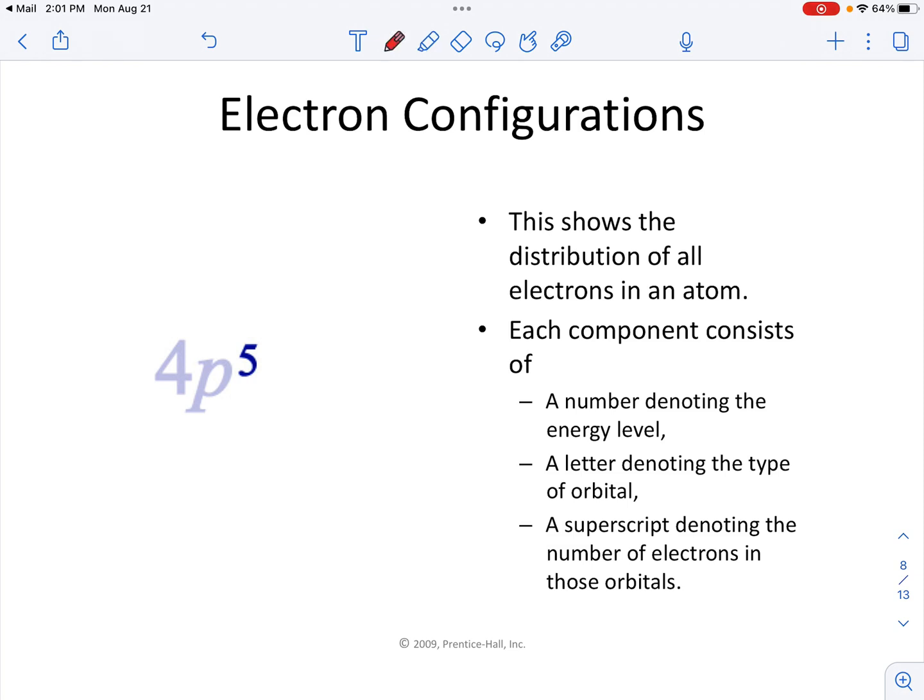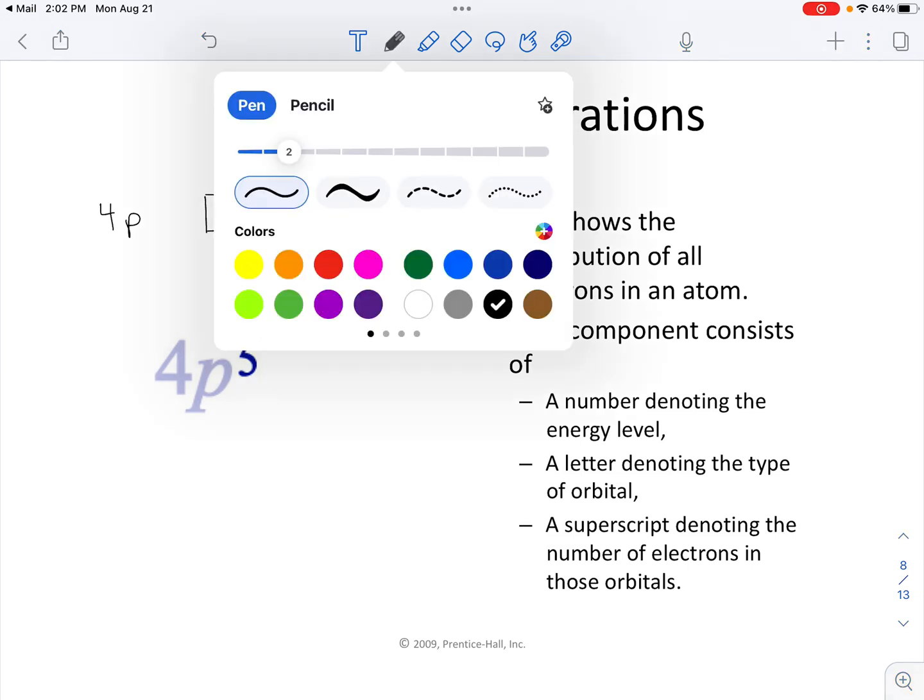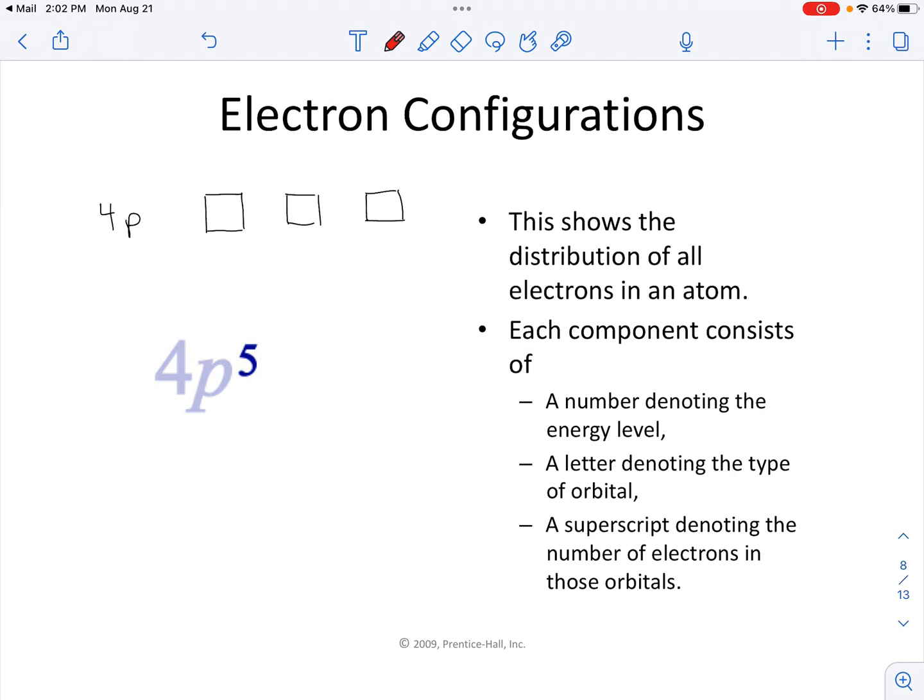So for example, if we were talking about p, any p level is going to have 3 orbitals. So this would be our 4p. We'd call it a subshell, all of the orbitals belonging to this notation. And it's telling us that there are 5 electrons.